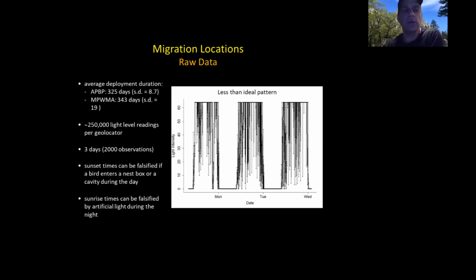And the opposite can also be a problem. Imagine if a bird is nesting near an artificial light source. There would be upward spikes during the night, which could also make it very hard to determine sunrise and sunset times. We really didn't have any upward spikes at night, which indicates that prairie warblers are nesting far enough away from artificial light sources.